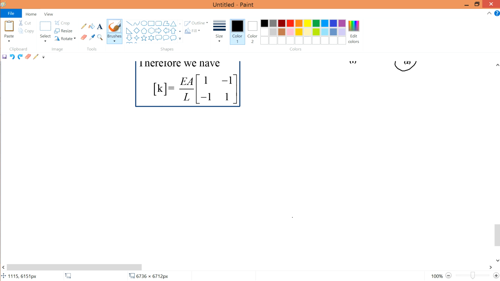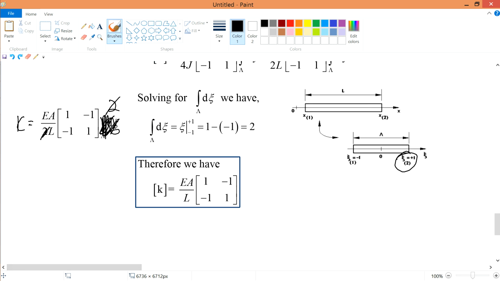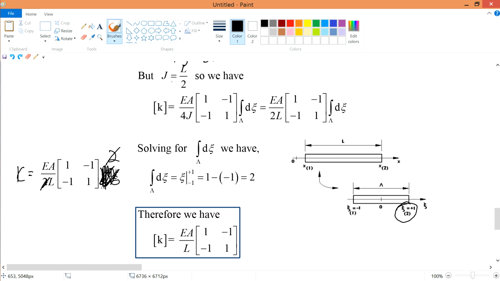I can't. I don't know what these other shapes are. I'm going to kill myself already. But anyway, this finally shows you that k is equals to EA over L. Alright, and yeah, this is the proof.